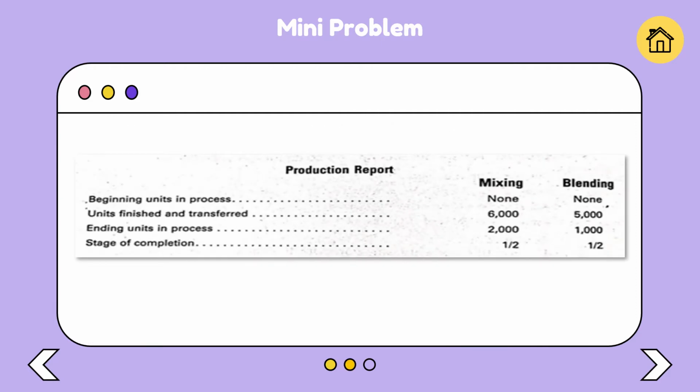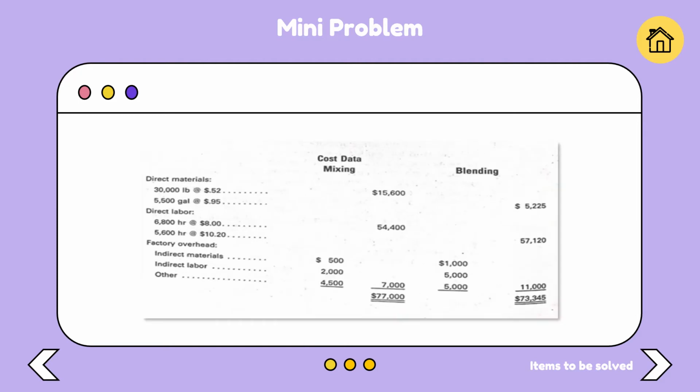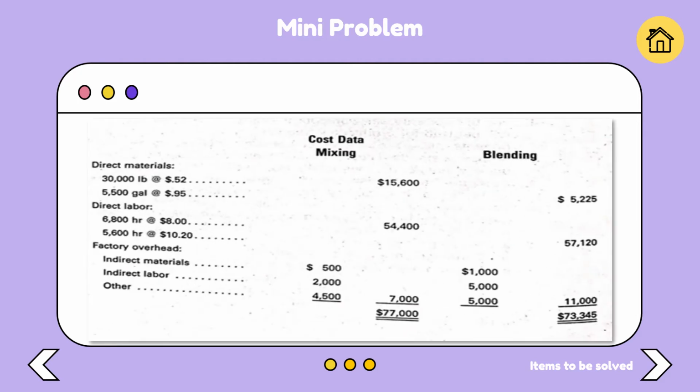Shown in the slide is the production report. This can help Tom solve the problem. And finally, the cost data. This data shows the actual costs incurred in two different departments.